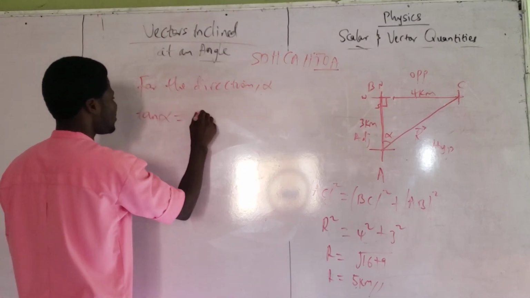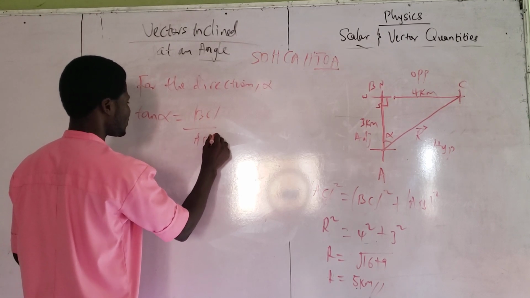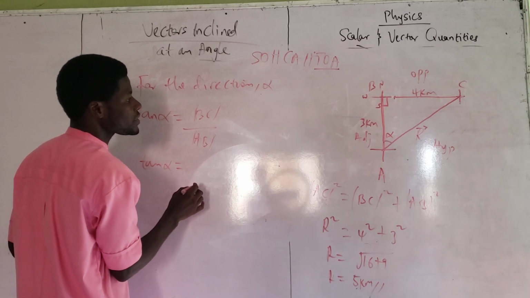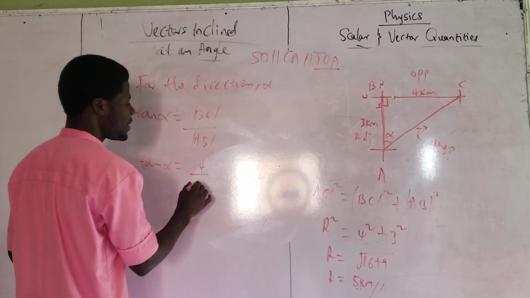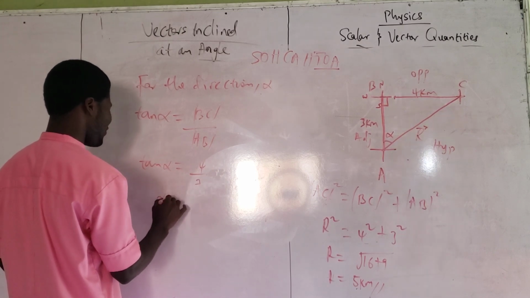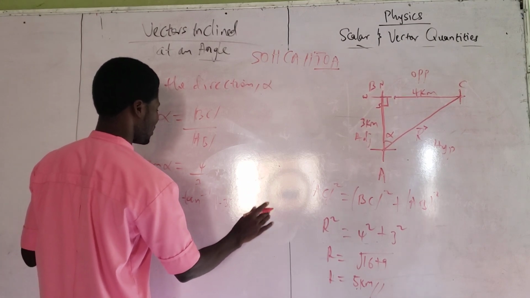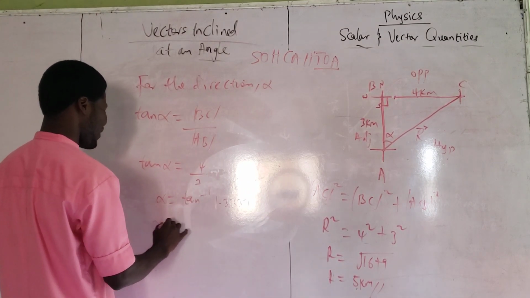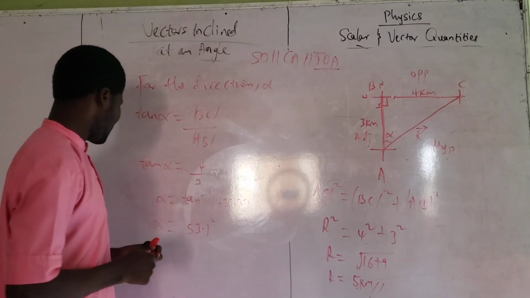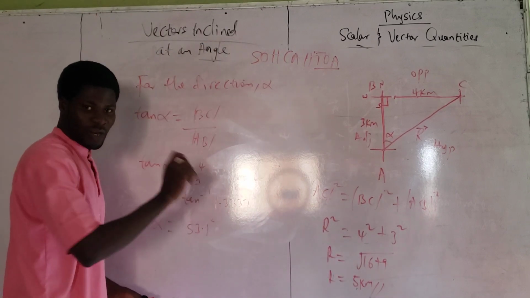So tan alpha equals opposite, our opposite is line BC, over adjacent, adjacent is line AB. So tan alpha now equals BC, BC is 4, AB is 3, and that will give us 1.333. So alpha will be tan inverse of 1.333. So when you press tan inverse, you get 53.1 degrees. 53.1. Okay? Now, that is just angle, not direction.